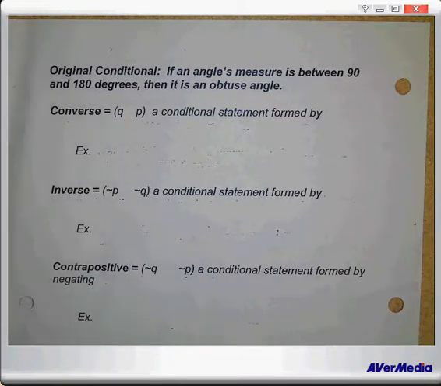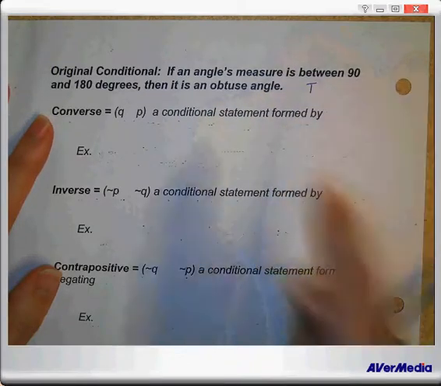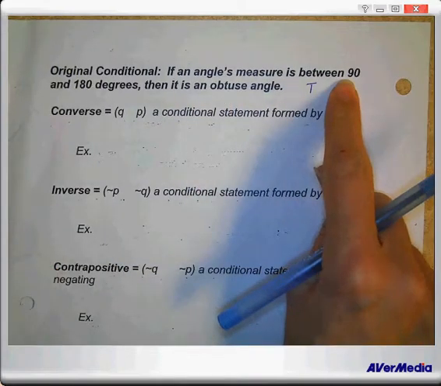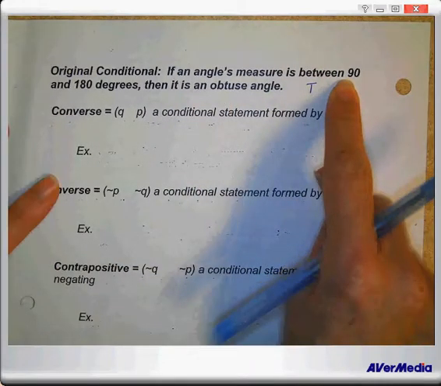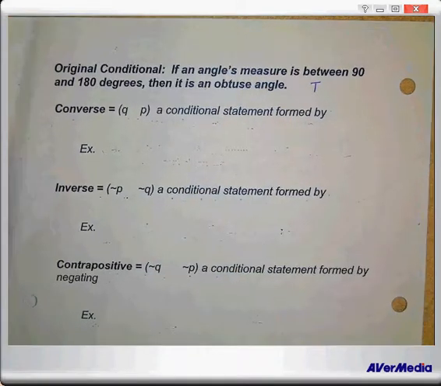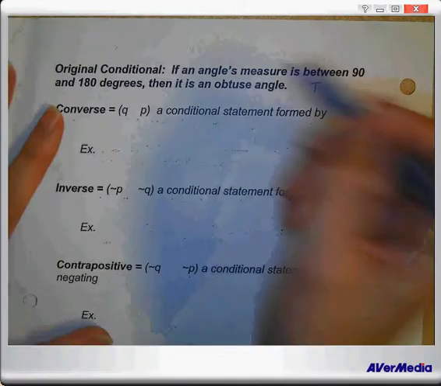Okay, now we're going to assume the following is a true conditional statement. If an angle's measure is between 90 and 180 degrees, then it's an obtuse angle. Well, that is a true conditional statement because it's true if it's between 90 and 180 degrees, and it's true that it would be an obtuse angle. Now, we're going to call this our original conditional. We're going to change it up using different forms of making conditionals.